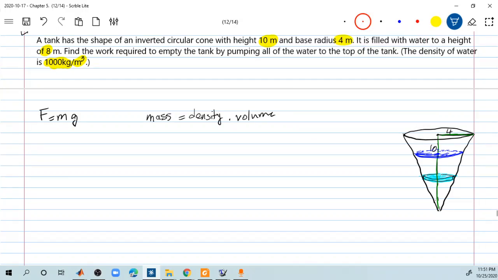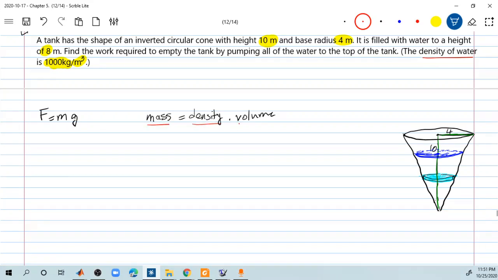One thing you should notice is that we don't have the mass, because if you want to find the work, you need to find out the force. Force is m times, in this case, a, which is due to gravity, so g. And what would be the mass? Mass is not given. What is given is the density of the water. So if the density of the water is given, you can figure out the mass by saying mass is equal to density times volume.